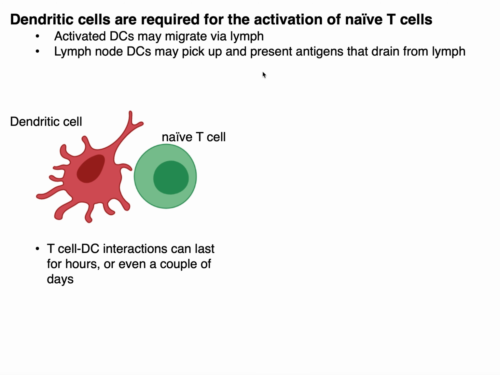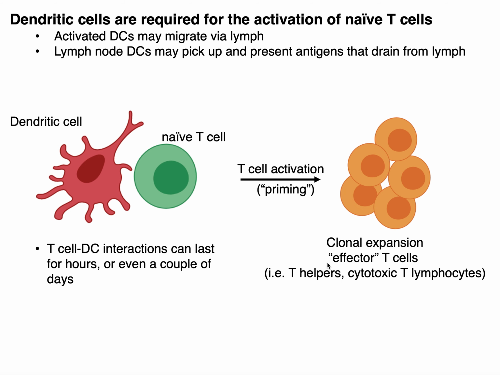For the activation of T cells, dendritic cells are required. Activated dendritic cells may migrate via lymph, or lymph node dendritic cells may pick up and present antigens that drain from the lymph. These dendritic cells can interact with naive T cells, and these interactions can last for hours or even a couple of days and can induce their clonal expansion.